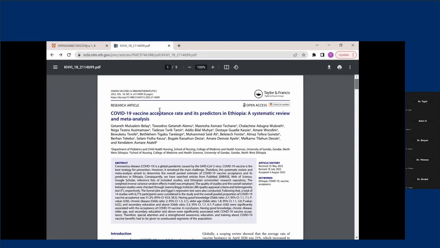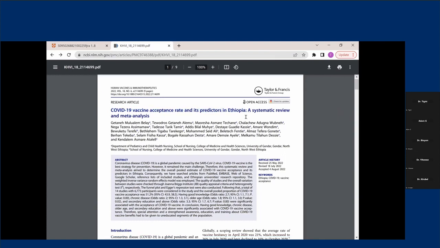So when we have a number of similar studies about vaccine acceptance in Ethiopia, in different regions, among different populations, finally, when we have a pool of these primary studies, we can do a systematic review and meta-analysis. So, COVID-19 acceptance rate and its predictors in Ethiopia. Somebody did the systematic review and meta-analysis.